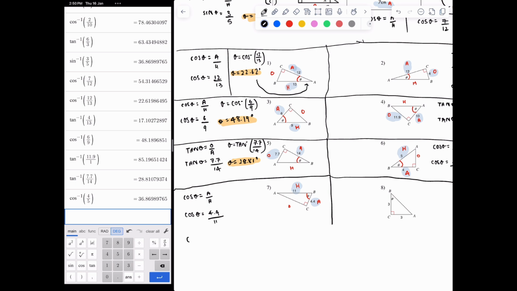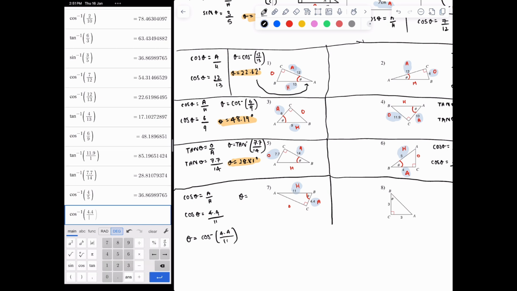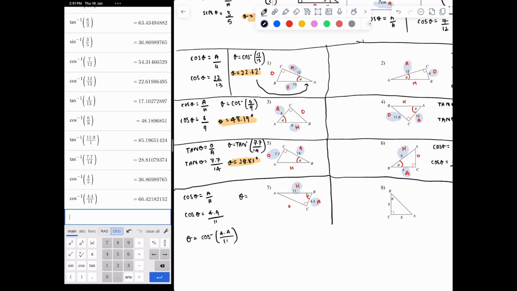Plug that into, not so fast, we have to actually rearrange to find the theta. So that's inverse cosine of 4.4 over 11. Plug that into the calculator. And that is 66.42 degrees.